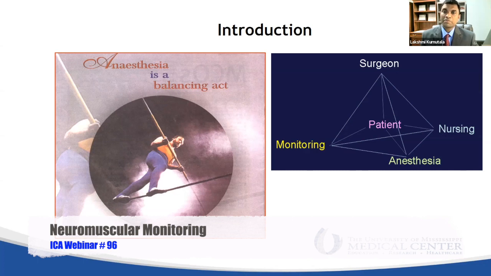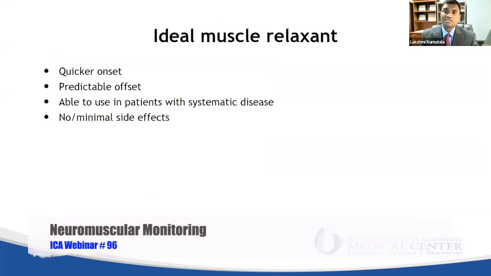Even though most patients and outside people see the surgeon as the tip because he's on top of the pyramid, we form the base of the care for the patient so that we are able to provide the best possible care and patient outcome. So the ideal muscle relaxant is the holy grail of general anesthesia.